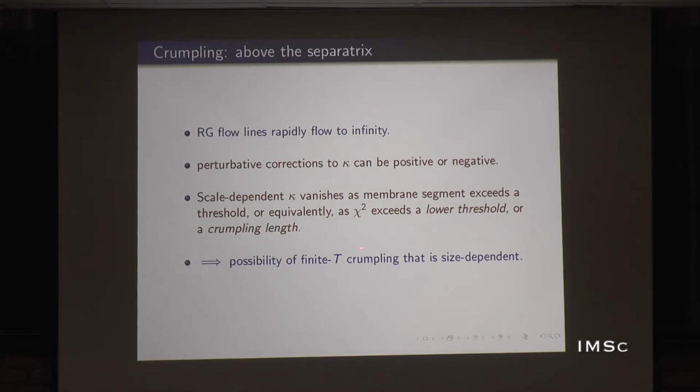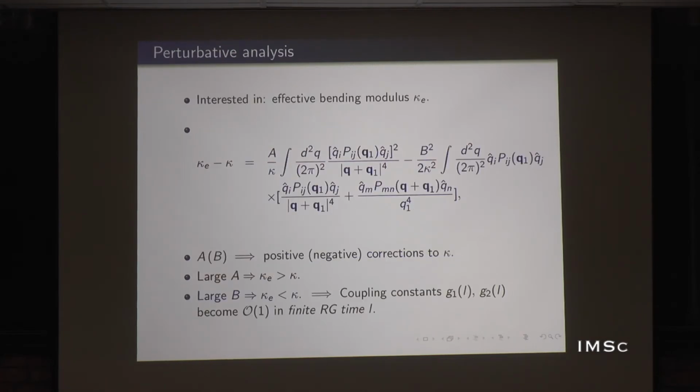So this means there is a possibility of finite temperature crumpling that is size dependent. So unless the size becomes large, you will not see this crumpling happening. So where does the size come from? We will now see this.